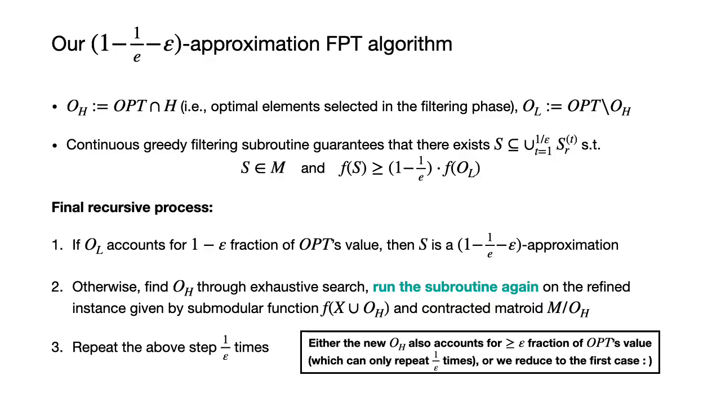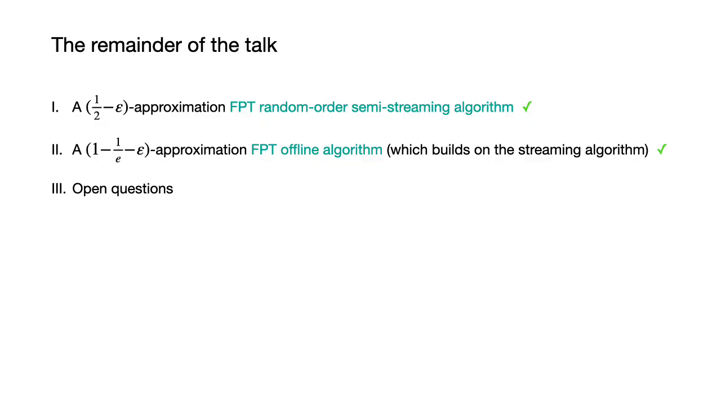The point is that either the new OH also accounts for at least an epsilon fraction of the optimal value, which can only occur 1 over epsilon times because there is only so much value in the opt, or we eventually reduce to the first case, in which case we know that the union of all the OH we contracted so far and the S in that particular iteration is a near 1 minus 1 over e approximation of the opt. That concludes the overview of our near 1 minus 1 over e approximation FPT algorithm.